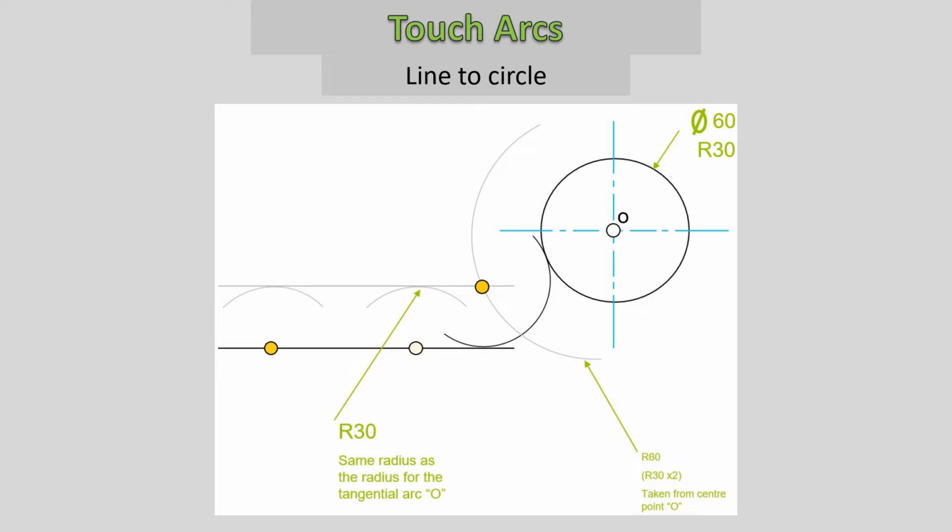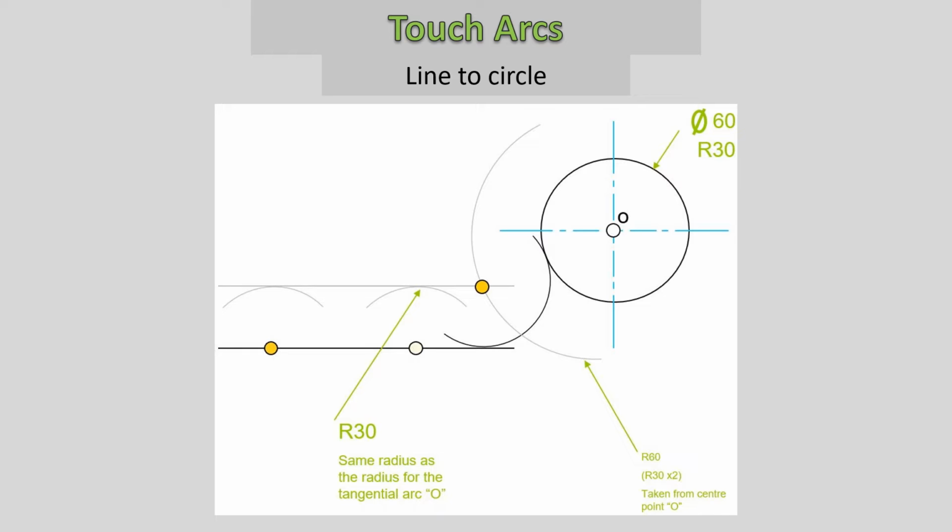The next example that we are looking at is where we have a given line that is at a certain distance away from a circle. So we want to determine a touch arc that is from a line to a circle. We now also have a given radius for the main touch arc, and that touch arc's center point needs to be determined using constructions as shown in this illustration.